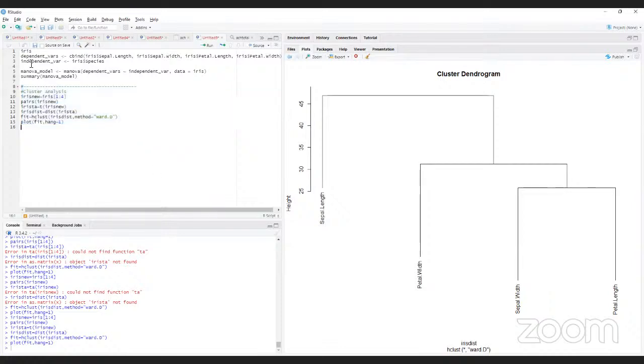Okay, now, so this is the data, this iris data, and the dependent variables are sepal length, sepal width, petal length, petal width. And the independent variable is the species. The model is the MANOVA. So this dependent vars includes all the numeric data.